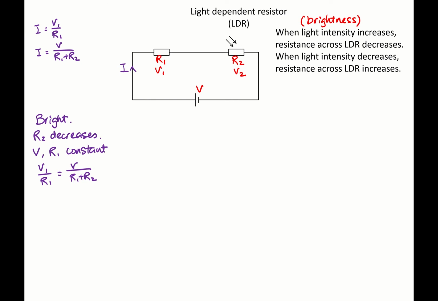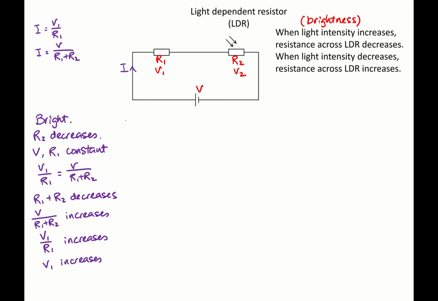Now when the condition is bright, R2 decreases. And when R2 decreases, that means R1 plus R2 decreases, since R1 is fixed. And since V is also fixed, that means V over R1 plus R2 increases. And that also means V1 over R1 increases. And since R1 is constant, that means V1 increases.